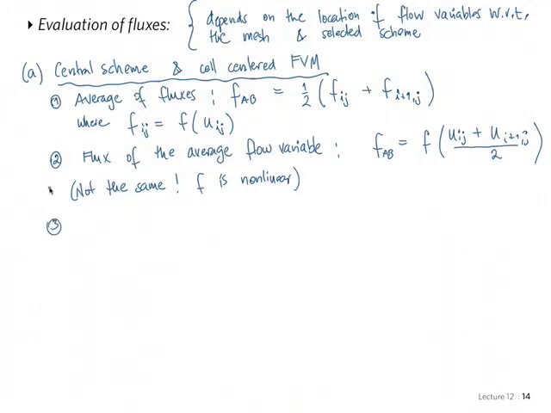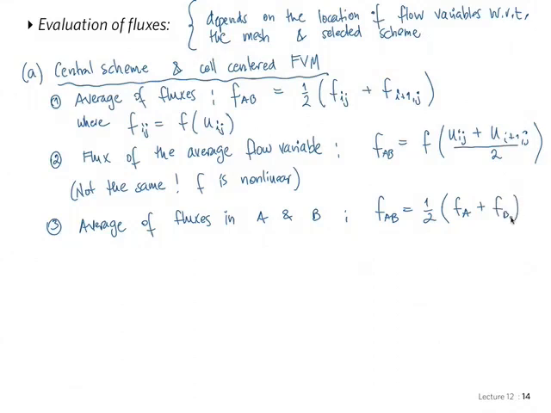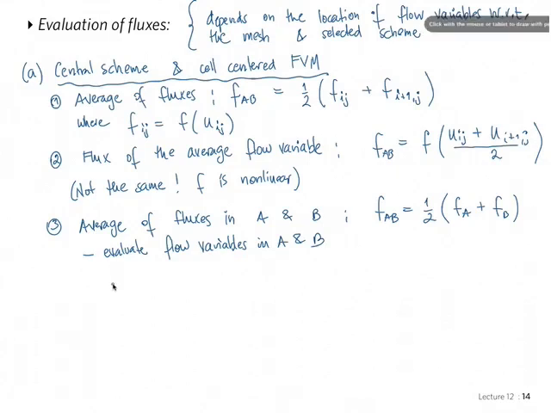Then there's a third possibility that we could use. We could use the average of the fluxes at A and B. These points, A and B, are not mesh points, so I have to obtain them in some way. What I'm saying here is FAB is equal to the average of FA plus FB. I don't have FA, so I have to calculate it in some way. For example, I can evaluate the flow variables u at A. It's not a mesh point, A, so this is a cell-centered scheme.